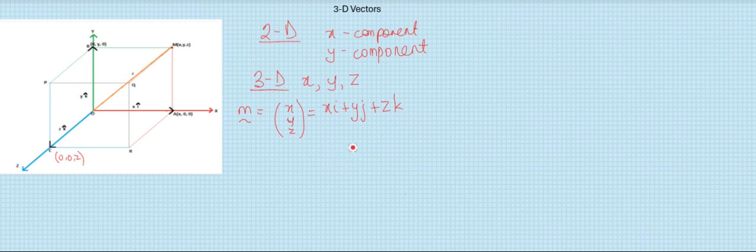Now, three-dimensional vectors behave just like two-dimensional vectors in terms of addition and subtraction, multiplication by a scalar, finding the unit vector of a three-dimensional vector. They all behave the same way. The only difference is that you have a z component that you have to take care of. So we can consider addition of three-dimensional vectors.